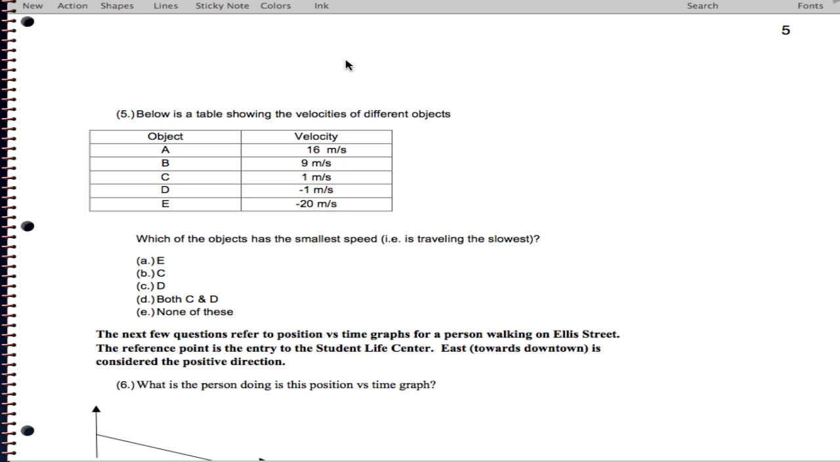Now, number 4, we want to know which object has the smallest speed. Actually, C and D, because remember, in the previous exam 1, not the retake, but the plain old exam 1, we said that speed is the magnitude of the velocity in one dimension, so these have the same speed.